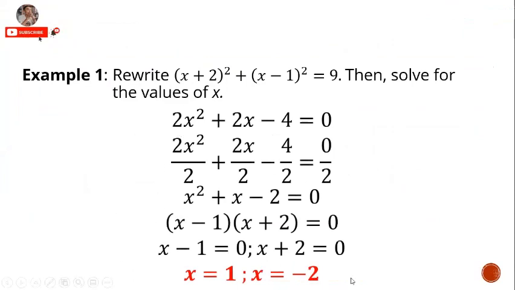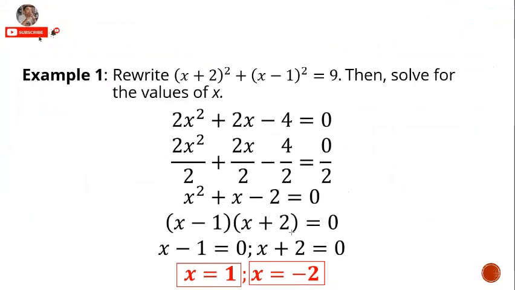In this process, I applied factoring. I simplified first the given equation by dividing each term by 2. That is 2x squared divided by 2 plus 2x divided by 2 minus 4 divided by 2 and 0 divided by 2. So from here, we will have x squared plus x minus 2 is equal to 0, and find the factors of x squared plus x minus 2 equals 0. We have x minus 1, that's the first, and then the second, the quantity of x plus 2, is equal to 0. Applying the zero product property, our final answers are 1 and negative 2.